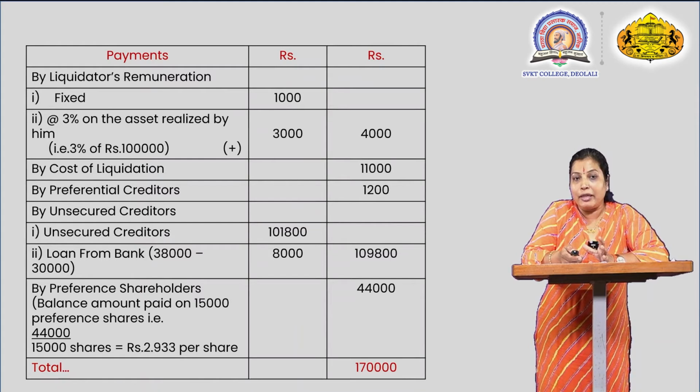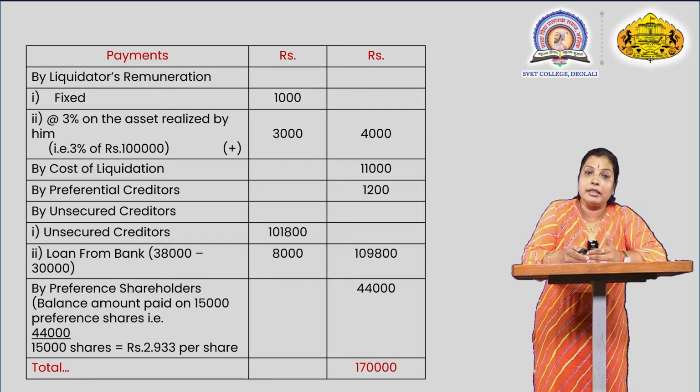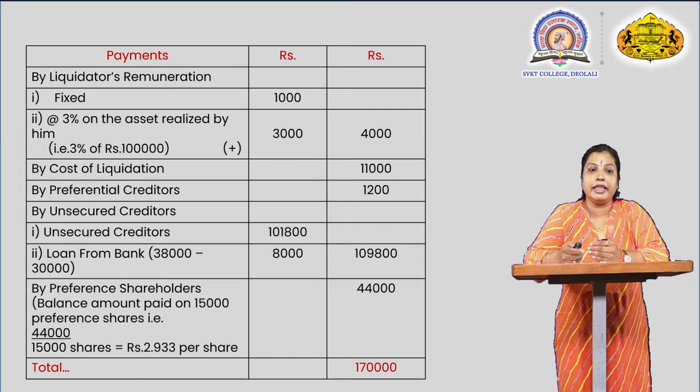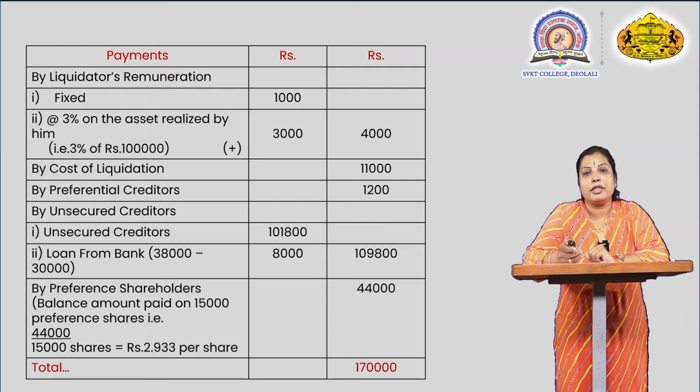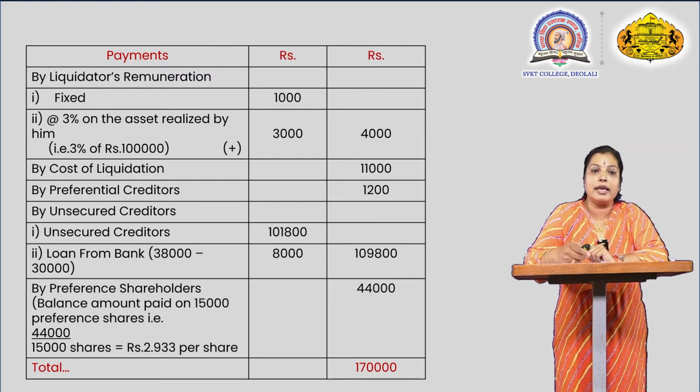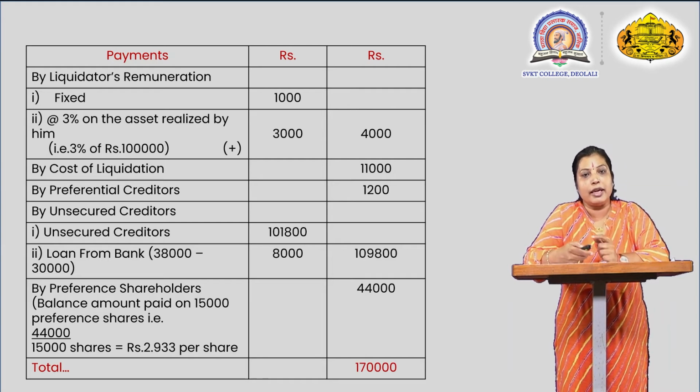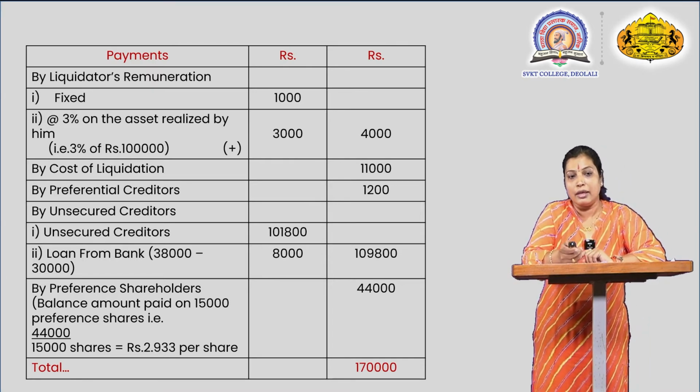The order of payment we can see in the last slide. The first payment is only legal charges. After that, we pay the liquidator's remuneration. The first point is in the adjustment. Second, fixed rupees 1,000 and 3% on the amount realized by the liquidator. 3% on rupees 80,000 and rupees 20,000 realized by the liquidator, that is 1 lakh, and 3% on 1 lakh is rupees 3,000. It means the fixed remuneration 1,000 plus 3,000 is equal to 4,000, the liquidator's remuneration.